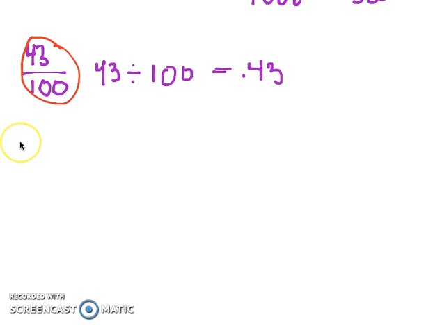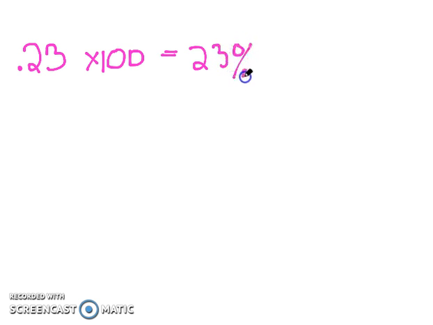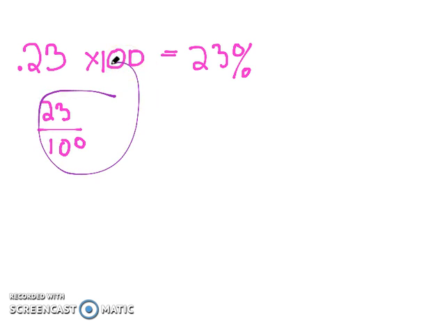Let's try number 4. Now we're going to write decimals as fractions and percents. So 0.23 is a decimal. So look back at your notes. What are we supposed to do? Multiply by 100. 0.23 times 100 is 23%. Remember, move the decimal over twice. You can also use an algorithm. Now, to write this as a fraction, we put 23 over 100. We can't simplify that any further, so we're done.